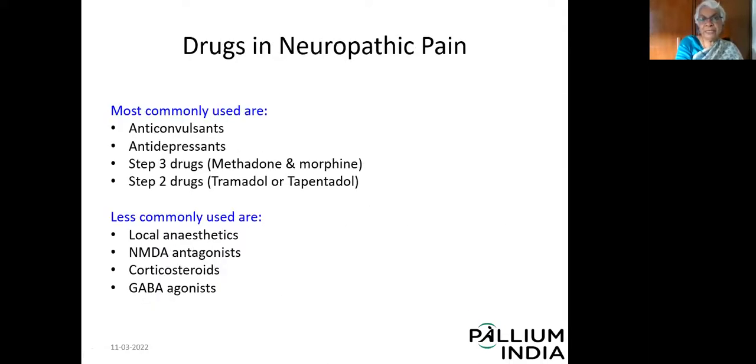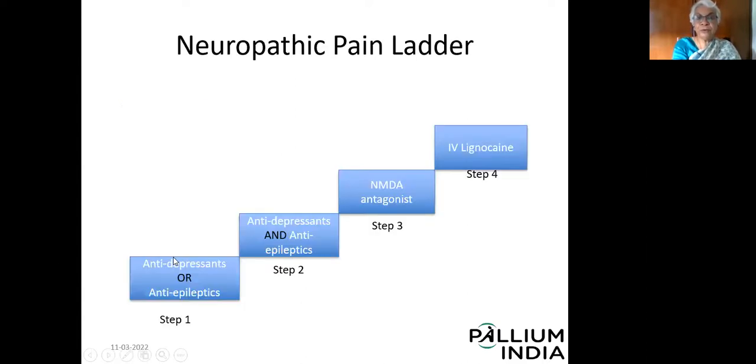So you need to treat that. And the most commonly used neuropathic drugs are anticonvulsants, antidepressants, step 3 drugs like methadone and morphine, or even step 2 drugs like tramadol and tapentadol. And of course, there are other drugs also that are used for neuropathy.